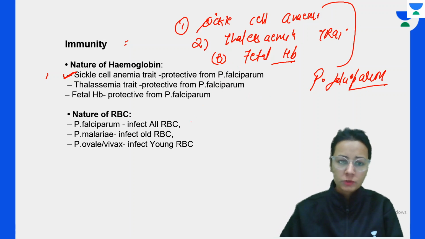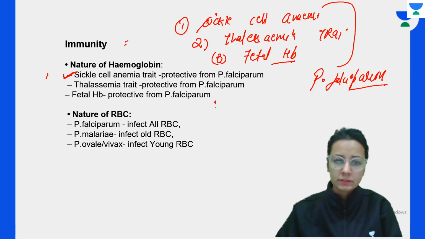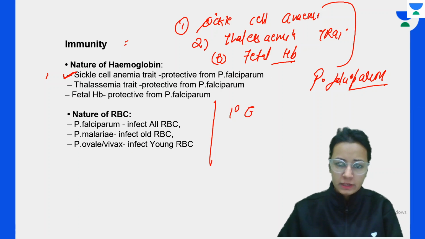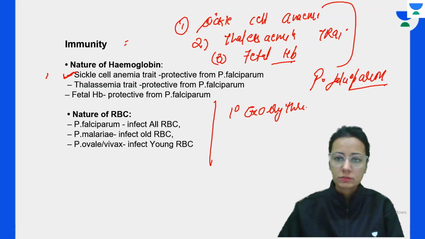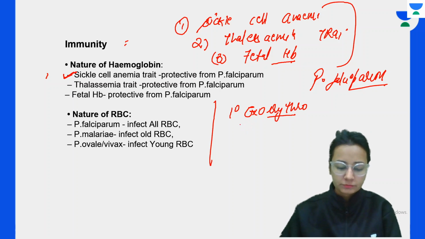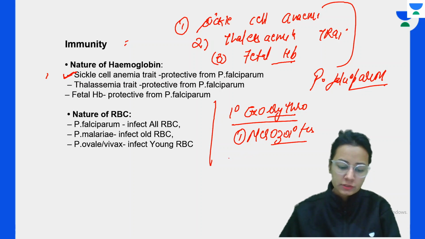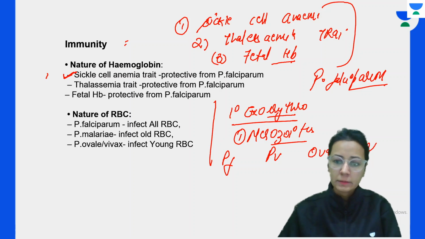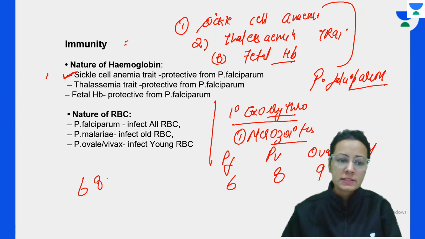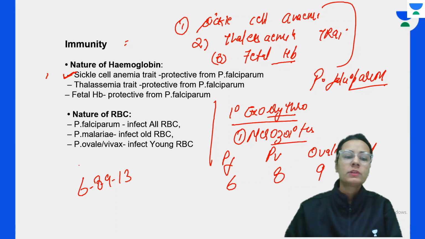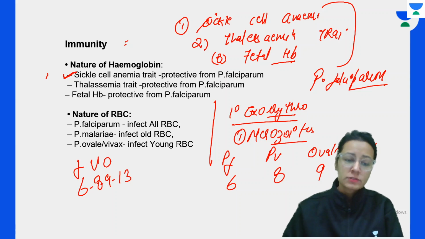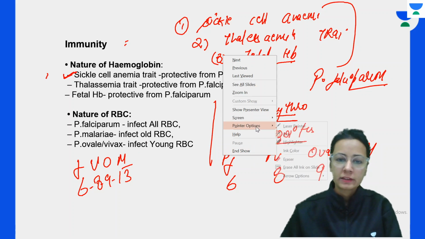Now, we'll talk first about the primary exoerythrocytic cycle, where the merozoites form in the liver, and what is the duration? The duration is 6, 8, 9, and 13 days for Plasmodium falciparum, vivax, ovale, and malariae.